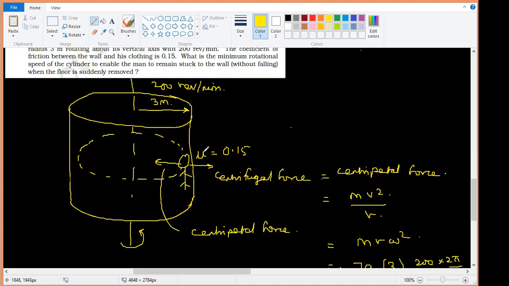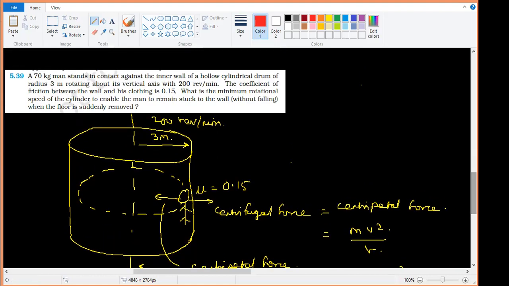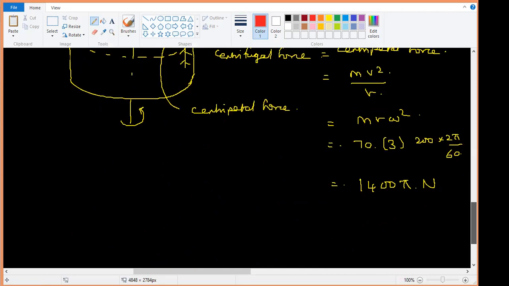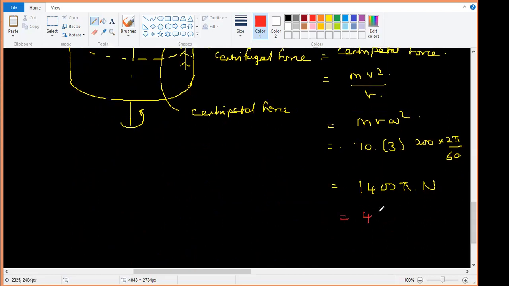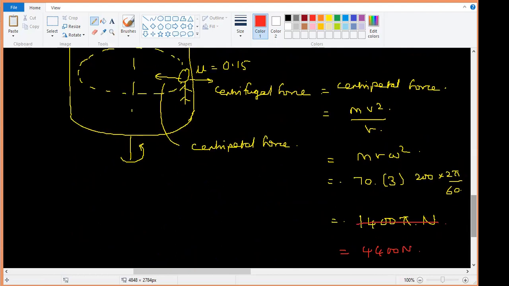Let's calculate the frictional force. In this particular case, the frictional force will be this way, and the normal reaction will be this way. The friction, you will try to slide downwards. So that's already given in the question, I believe, right? Sir, the centripetal force is 4,400, not 1,400. Yes, sir. Even I got the same, sir. 4,400 Newton. Okay.